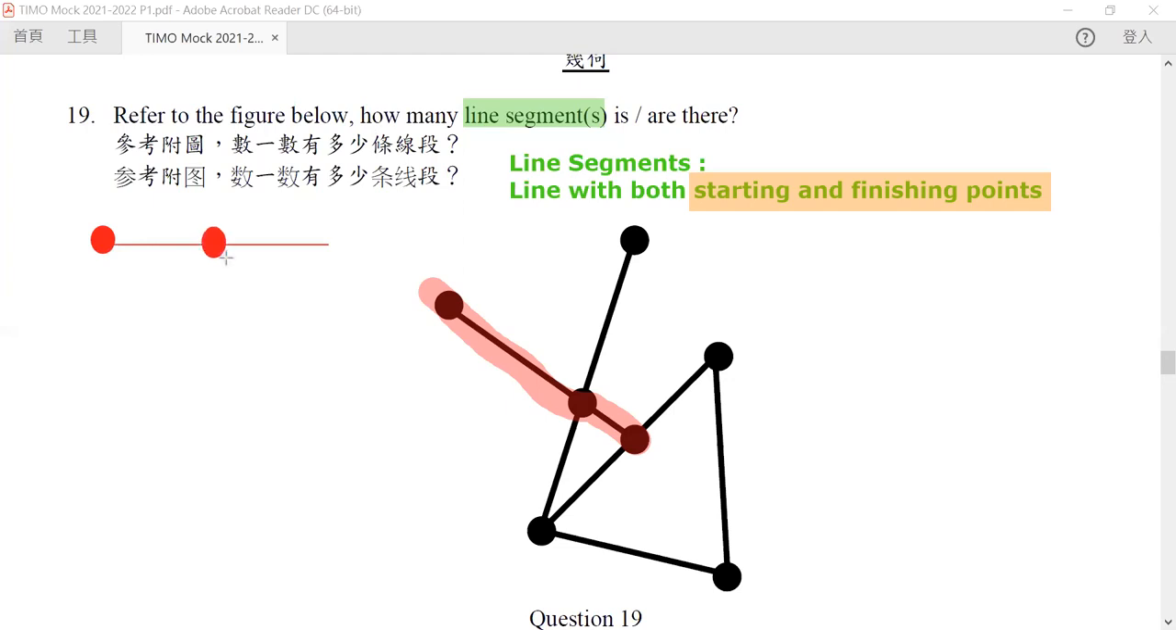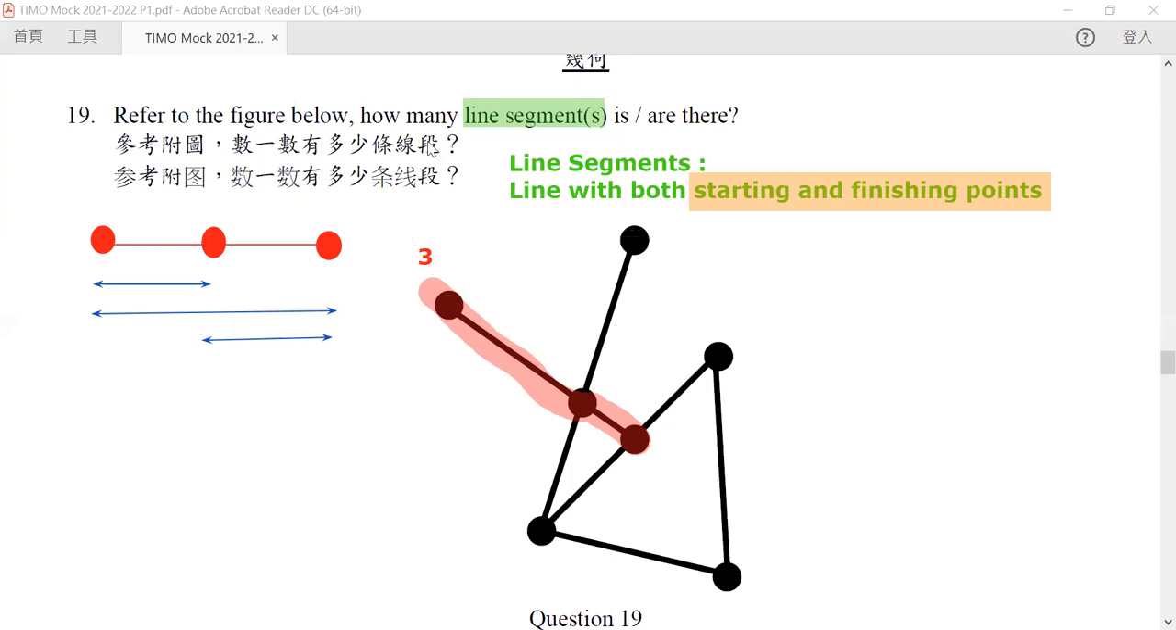Because if we draw it out like this, this line segment is exactly the same as the one on our left, or the one on our right is exactly the same as the one on our left. If we want to count the line segments, it can be starting from the first point to our second point. It can be starting from our first to our third, and starting from our second to our third. So there are 3 line segments for this line.